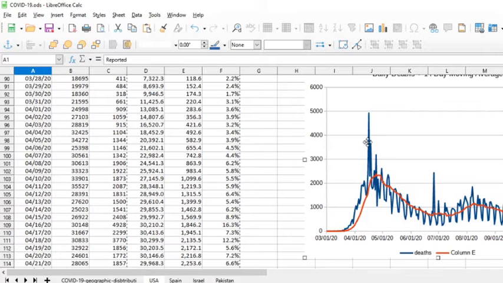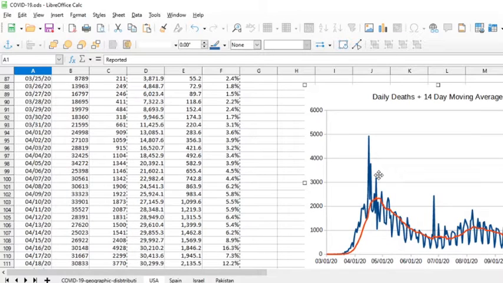Now I will point out that Johns Hopkins and New York Times do not have this spike here. Interesting. They do have this part down here. But anyway, you can see here we had a spike in deaths back in April, followed by a long decline. But now it does appear to be trending back up.